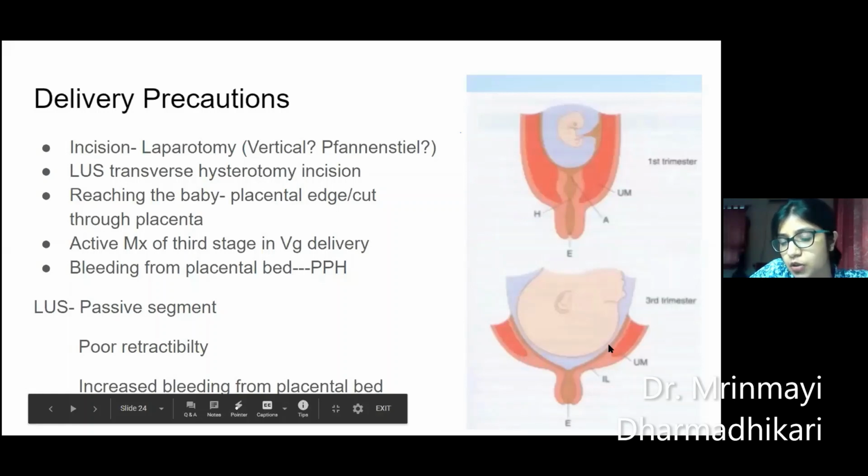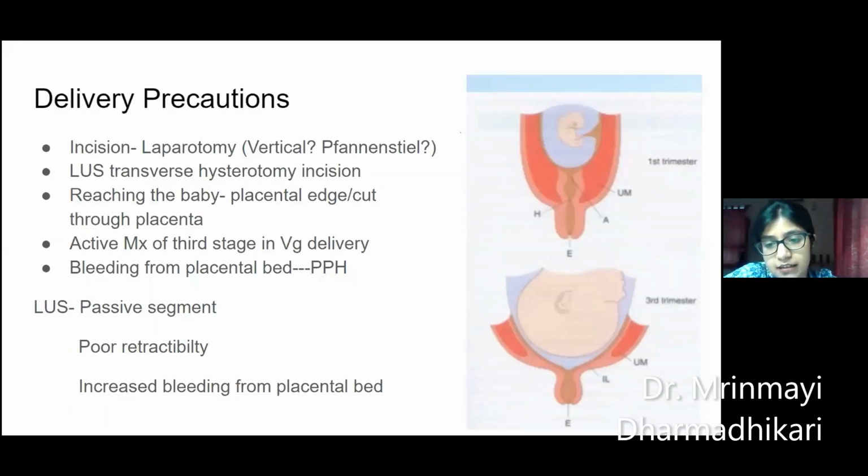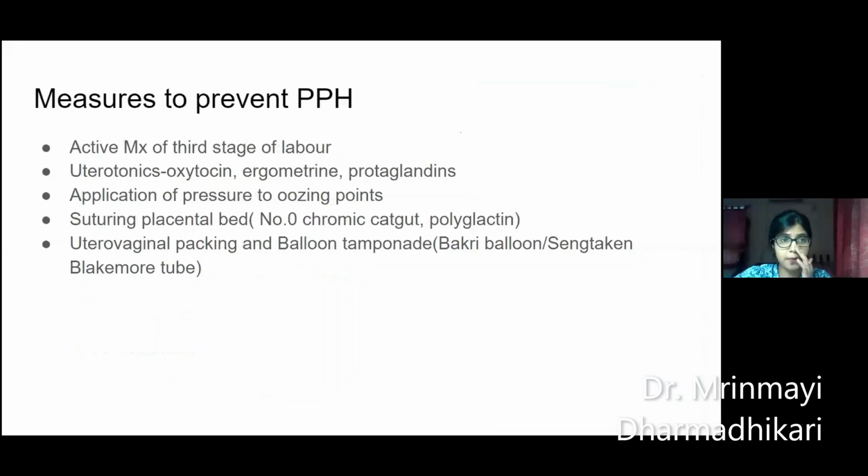Take a look at the figure below. Yeah, it is not surrounded by uterine myometrium. Therefore, for a placenta which is implanted here, once the placenta delivers, this passive segment has poor retractability. It does not contract, and therefore there is increased bleeding from the placental bed. So how do you stop or control this bleeding? What are the measures to prevent postpartum hemorrhage?